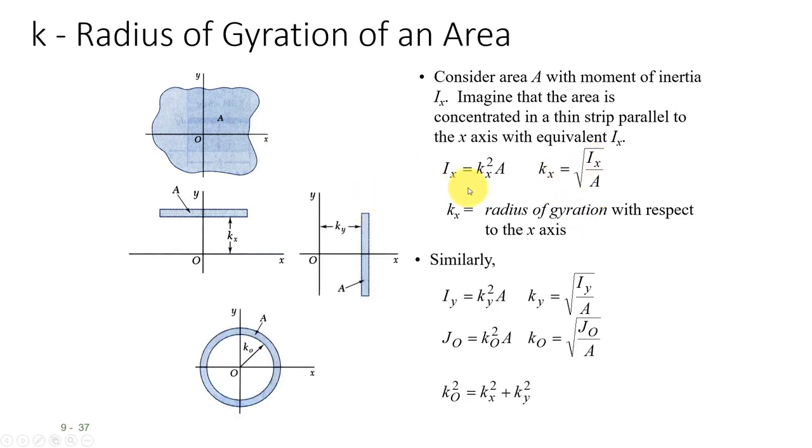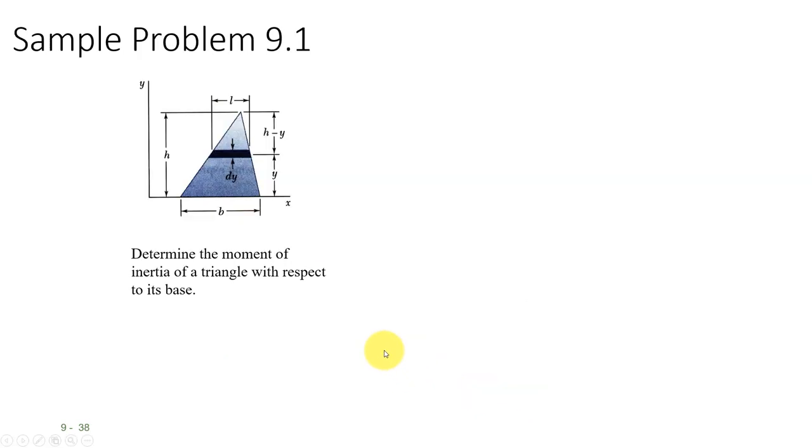And again, this is going to be with respect to some axis. So with respect to the x-axis or the y-axis, or maybe the polar moment of inertia. So you're looking at that radius. So one way or the other, you can use that radius of gyration for complex shapes, and that's often the easiest way to solve problems.